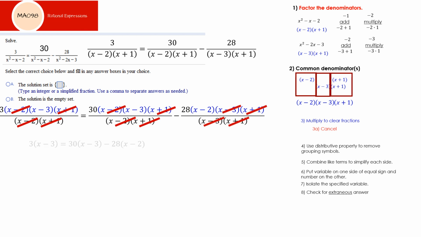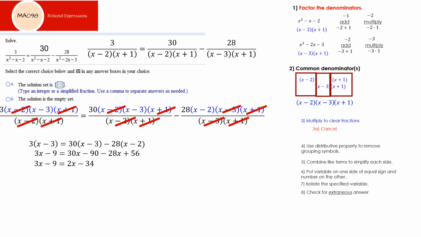So let's see what we have left. 3 times x minus 3 equals 30 times x minus 3 minus 28 times x minus 2. Next, the distributive property. We end up with 3x minus 9 equals 30x minus 90 minus 28x plus 56. On the right side, let's combine like terms. 30x minus 28x is 2x. Negative 90 plus 56 is negative 34.